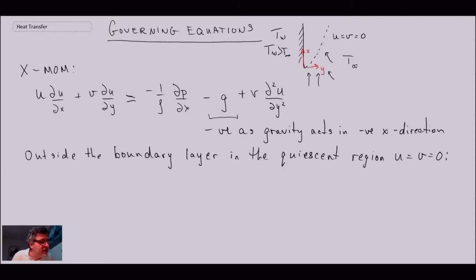With that approximation, we can look at the x momentum equation, and in the quiescent region it reduces to the following. It's just minus rho infinity g is equal to the pressure gradient. I'm going to call the x momentum equation equation 1, and the quiescent region equation 2. Now we're going to sub equation 2 into equation 1, and with that, the following results.